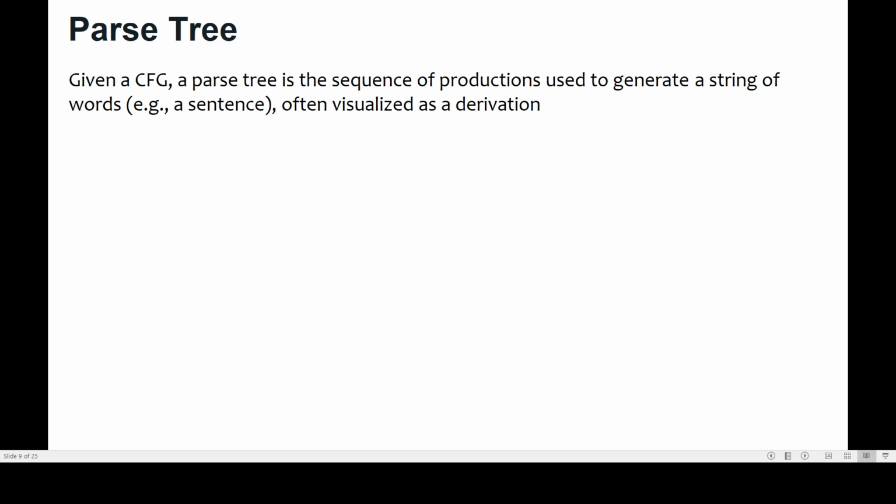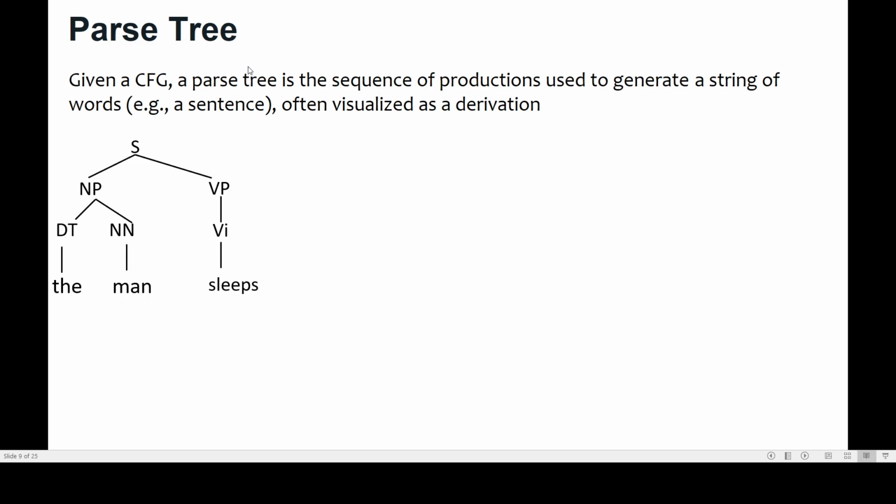Hi, welcome to the second video of this CFG playlist. Now we will see parse tree. So a parse tree is the sequence of productions used to generate a string of words, often visualized as a derivation. Let's say we have a sentence, the man sleeps. So we can generate a parse tree for this sentence.